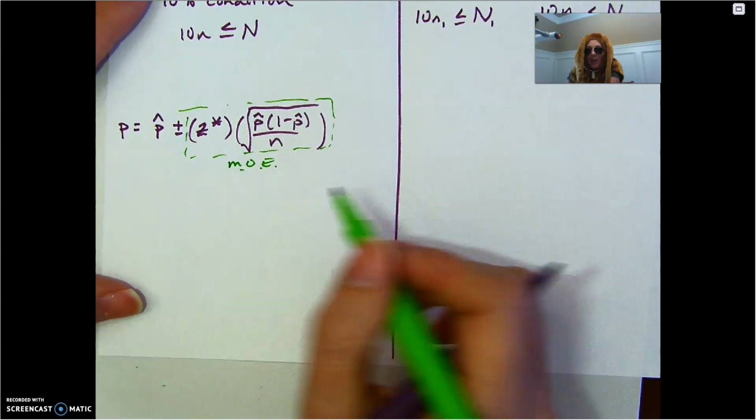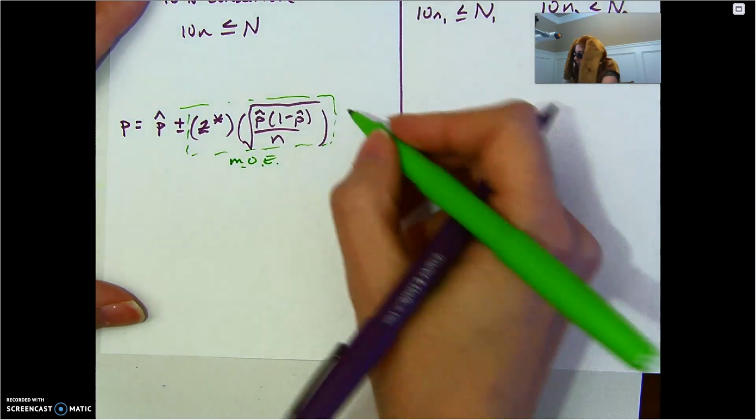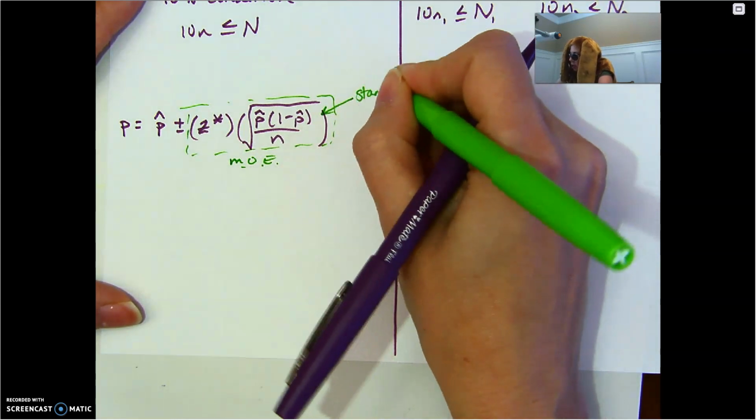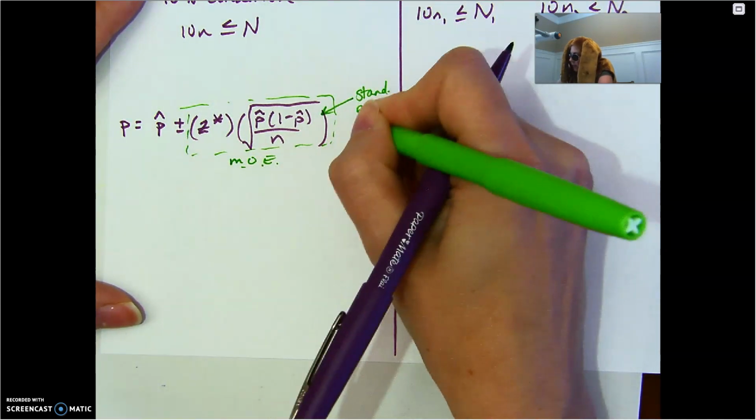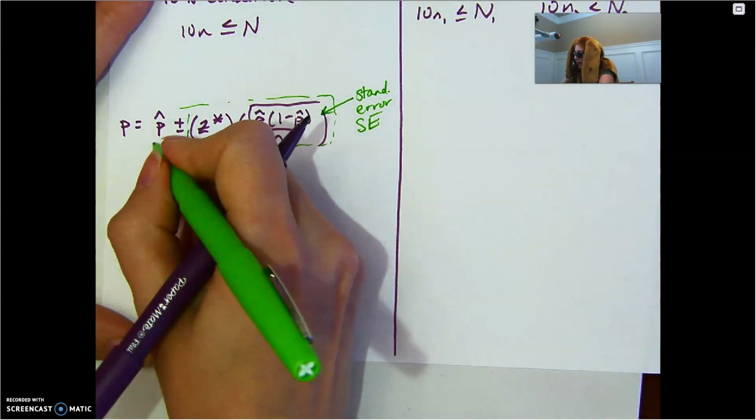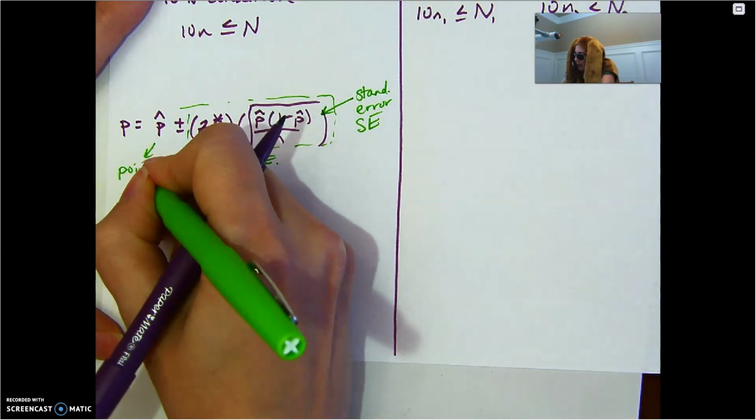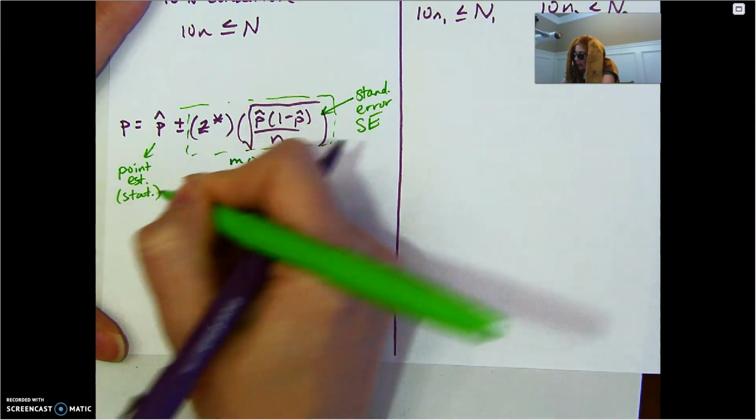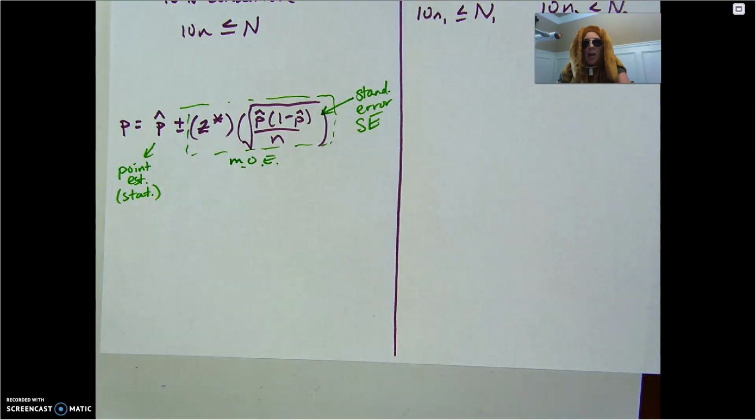All right, so we've got margin of error. This is not standard deviation, it's standard error. We can abbreviate standard error, SE. You'll see it like that in your textbook. And then p hat, that's your point estimate, AKA your statistic. That's your stat that you're pulling off of.